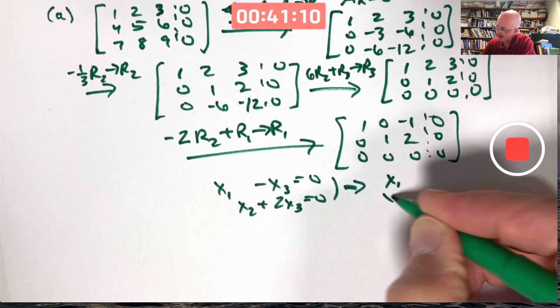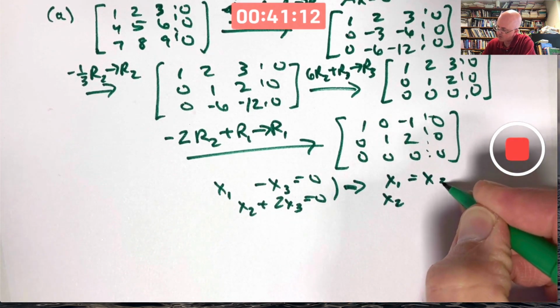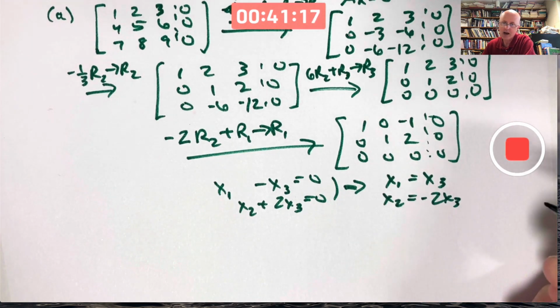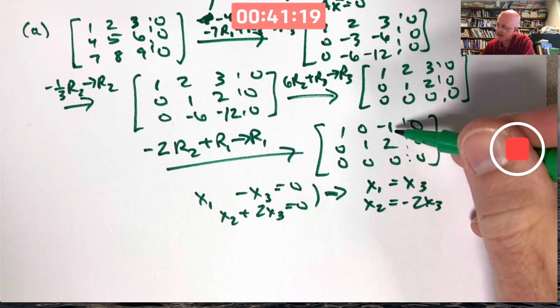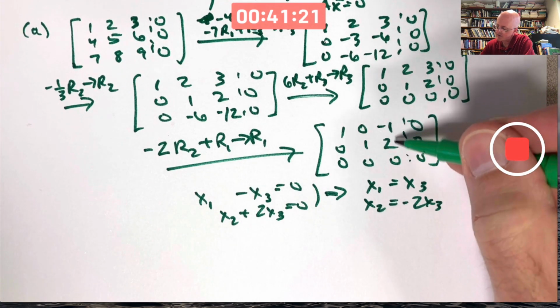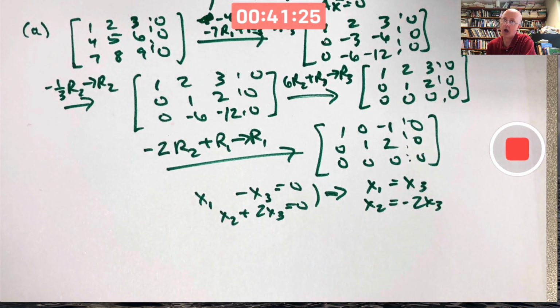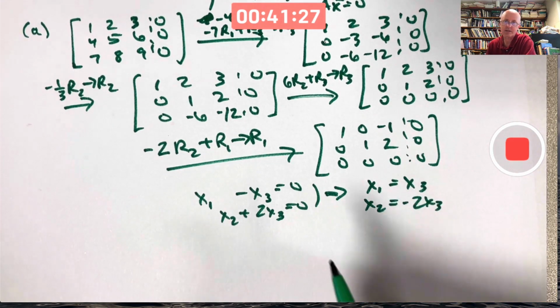Get x1 and x2 in terms of x3. x1 will equal x3, x2 will be negative 2x3. A common mistake people make is, because of the negative 1 and the 2 there, they think there should be a negative sign there and a positive 2 there, but that's wrong. You've got to think of it in terms of a system of equations.